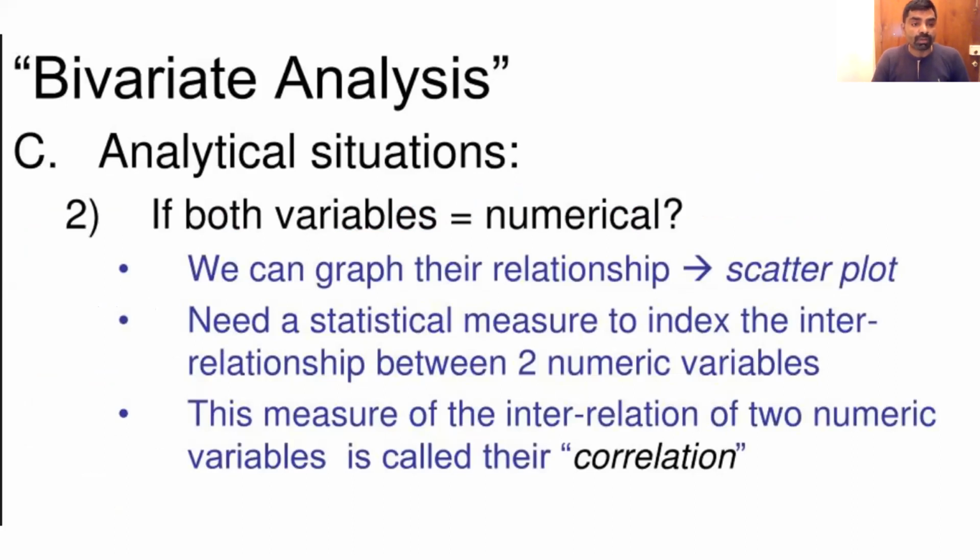Then the third one. First we discussed bivariate analysis A, B. This is C. The third one is analytical situations you need to analyze. If both the variables are numerical in nature, then what needs to be done? With the help of these two numerical variables, we can graph their relationship with a scatter plot, and we need a statistical measure to index the interrelationship between two numerical, or quantitative, variables. This measure of the interrelationship of two numerical variables is called their correlation.